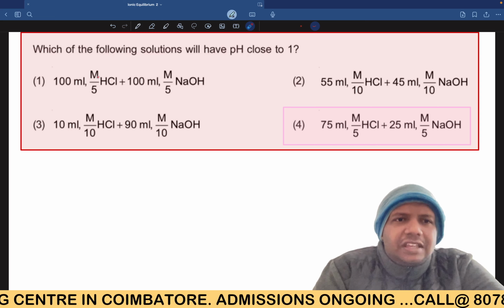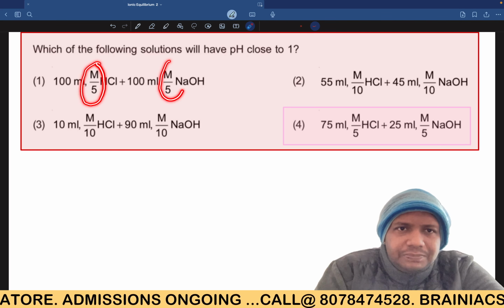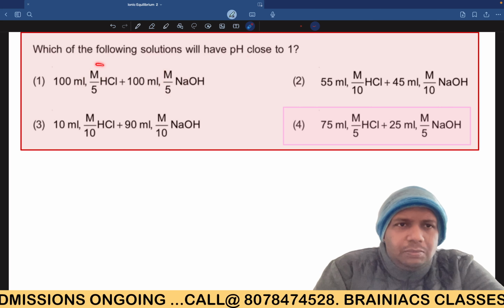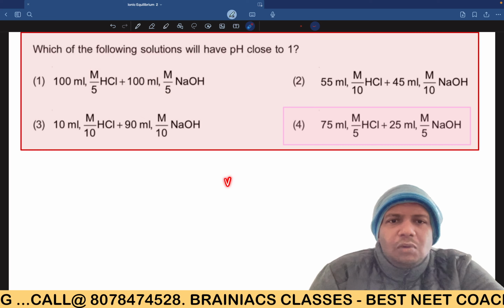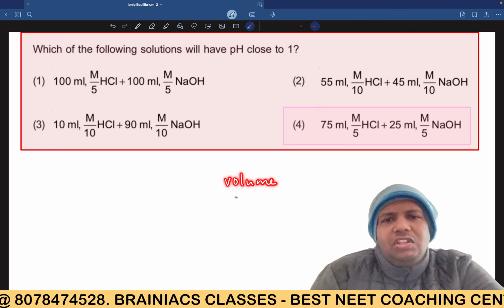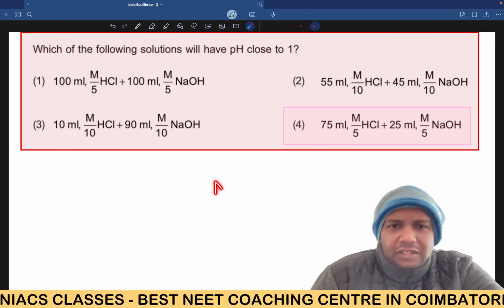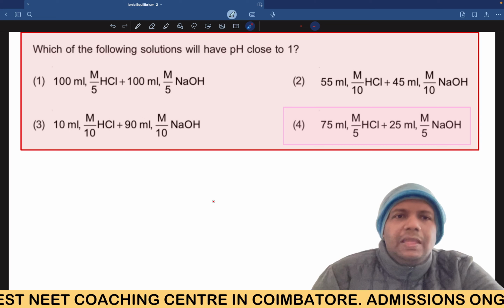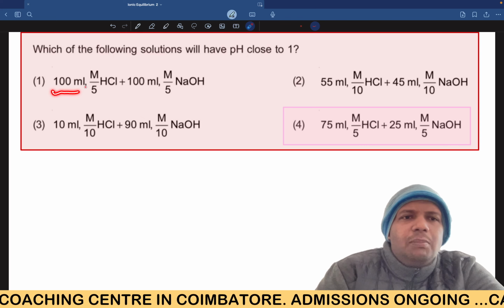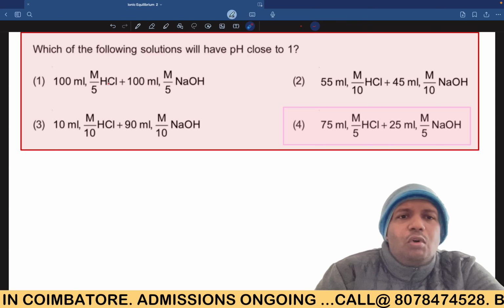Now when I am checking the first option, I can see the strength of both are the same. If the strength is the same for both acid and base, then the volume will determine whether it is acid or base, because of N into V. N is remaining the same, so volume will determine. Here I am saying both are the same: strength is the same, and volume is the same.